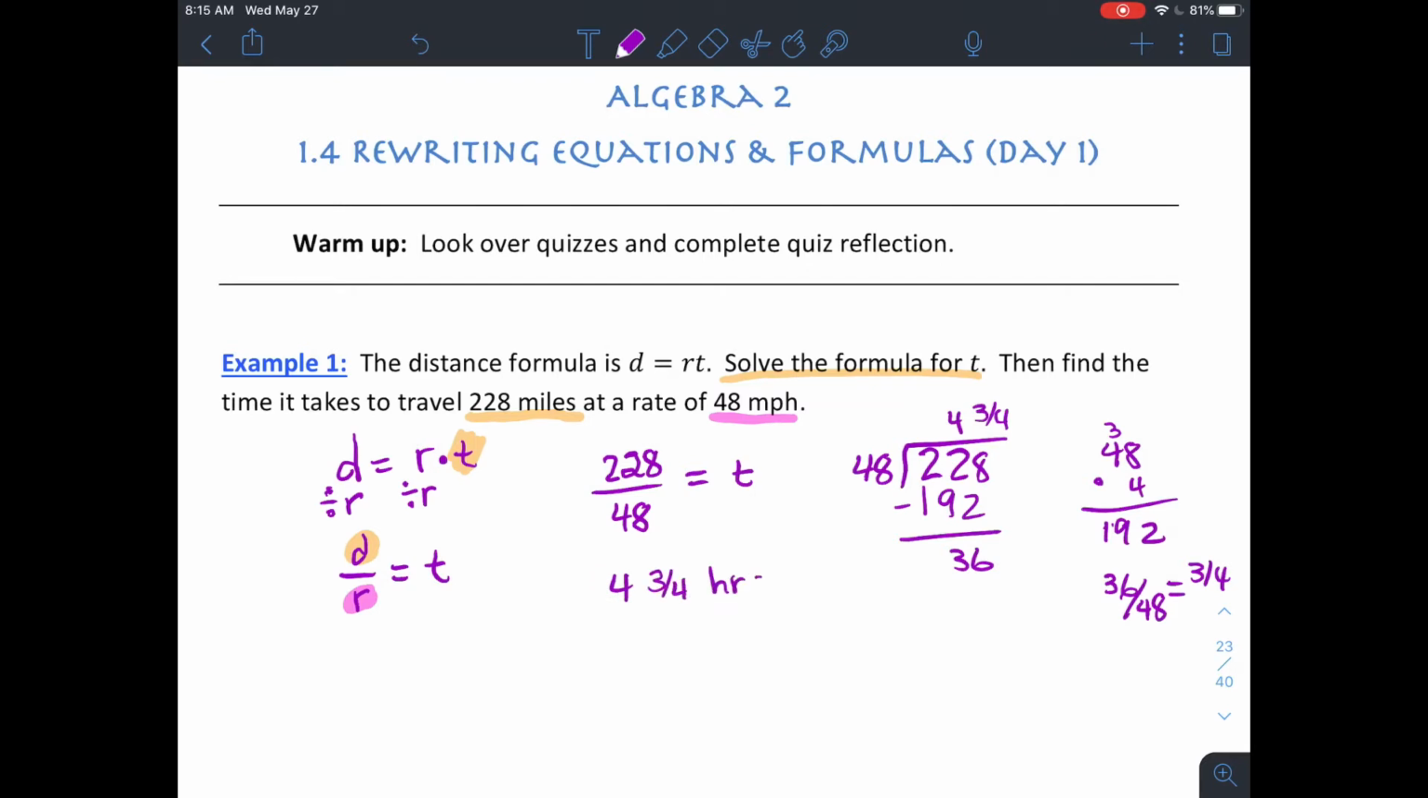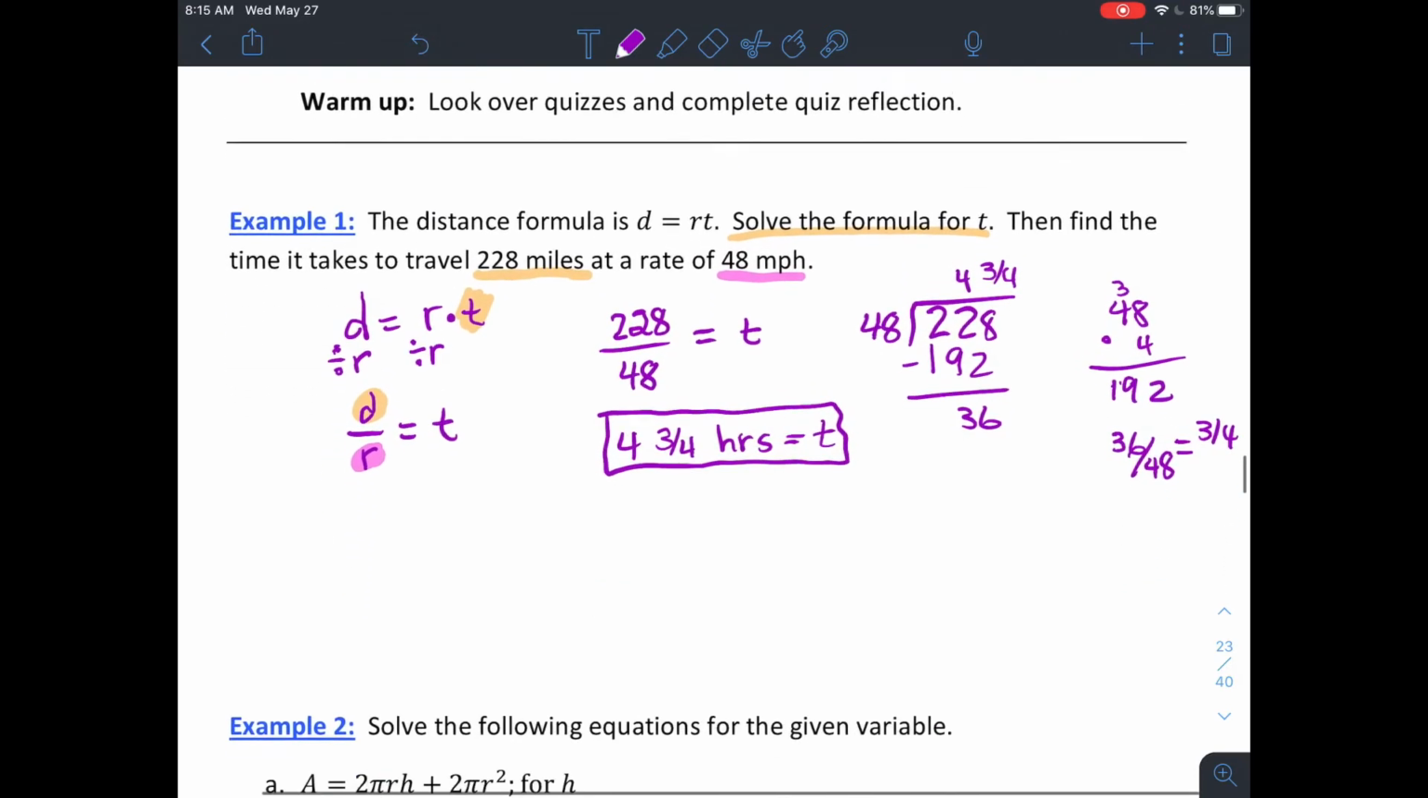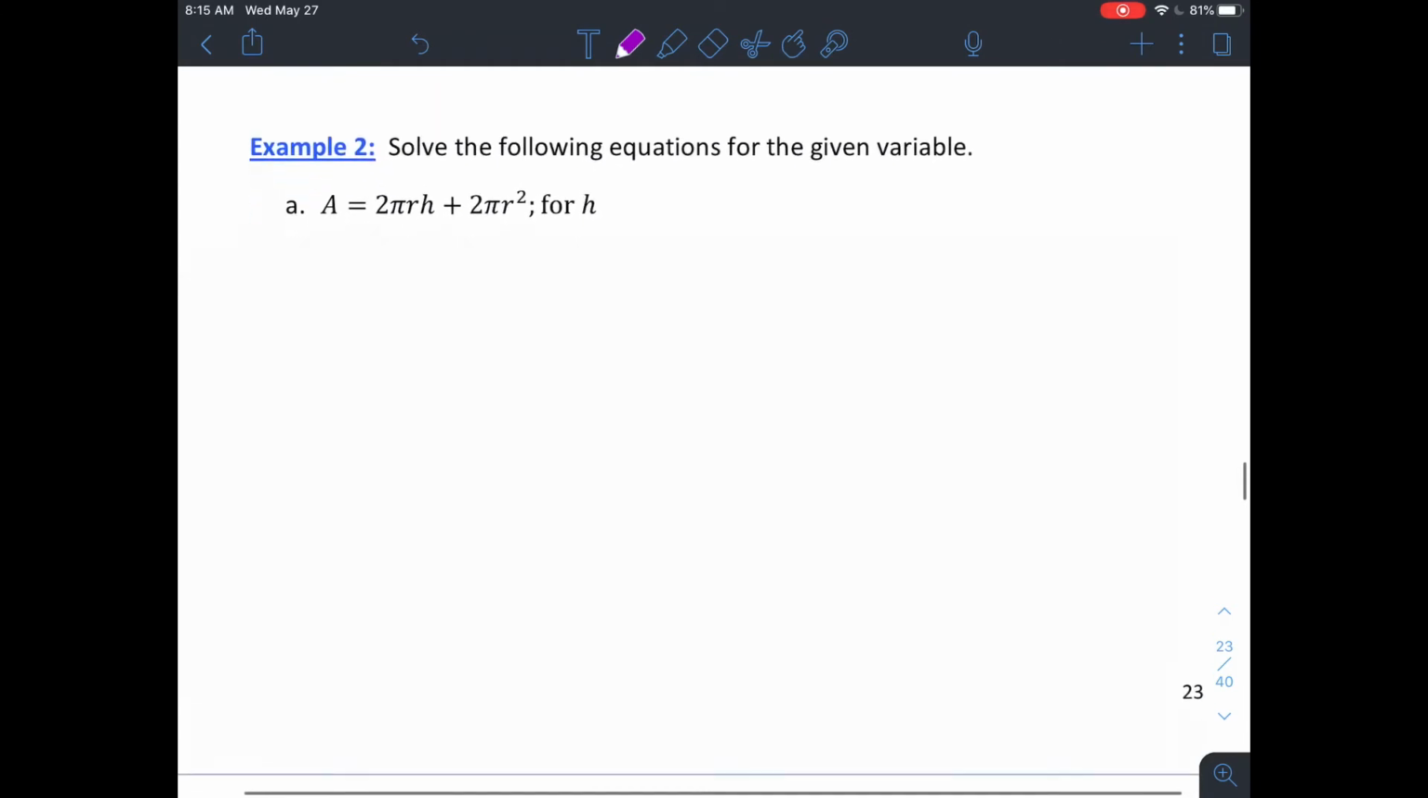We could have just plugged 48 and 228 into the original equation for our rate and our distance and solved it, but it would be handy if we were going to do this calculation multiple times to solve your equation for your time first. This should look kind of familiar because it's a formula for surface area of a cylinder.